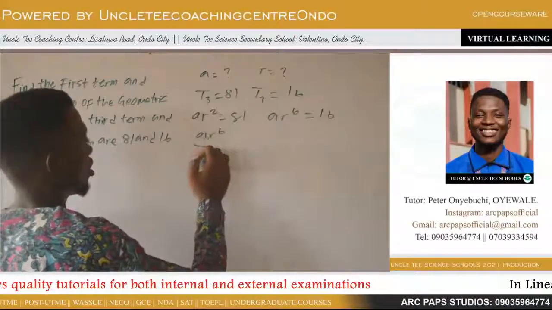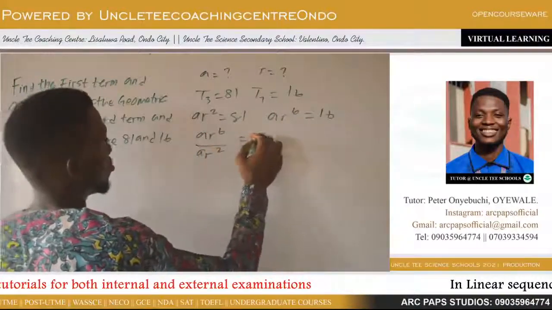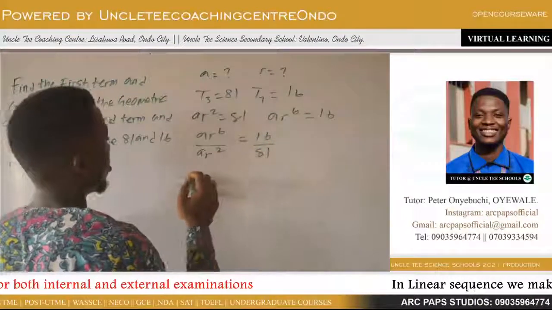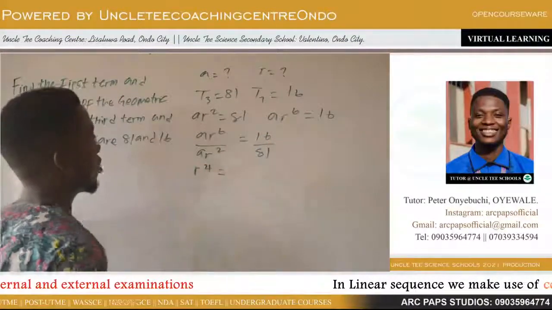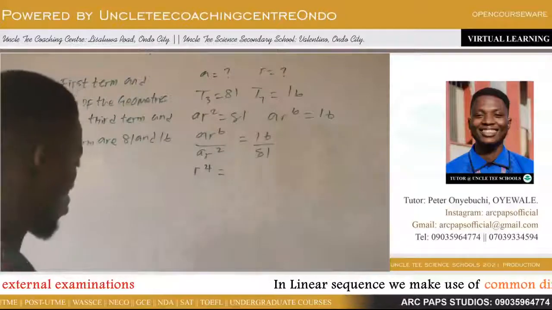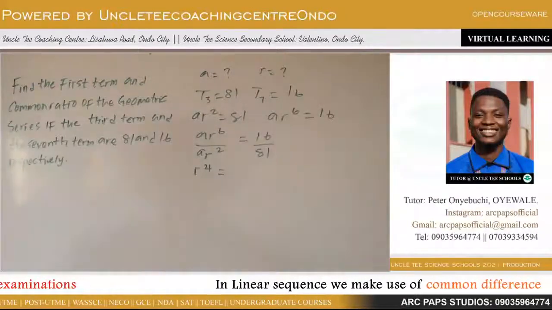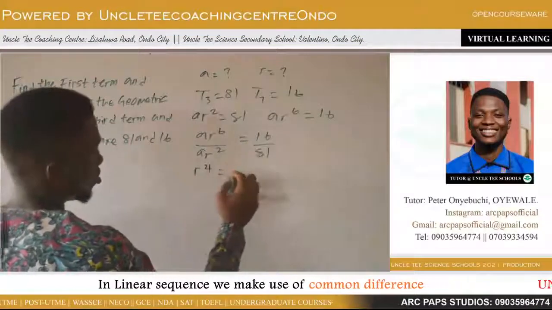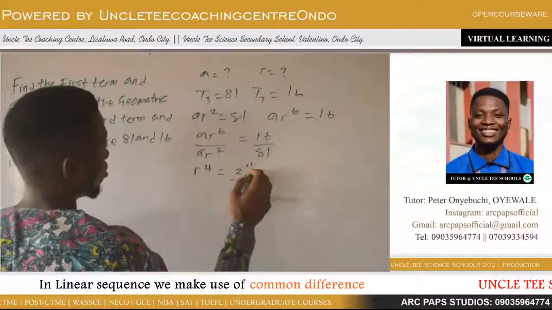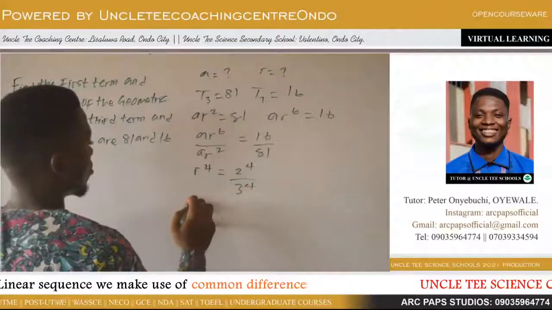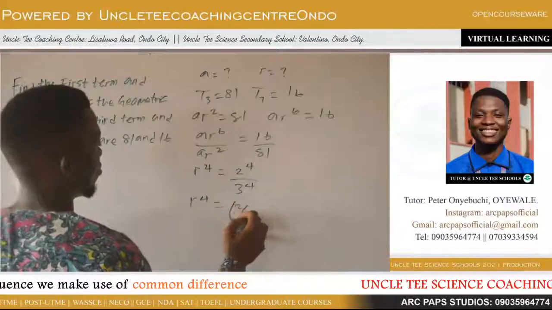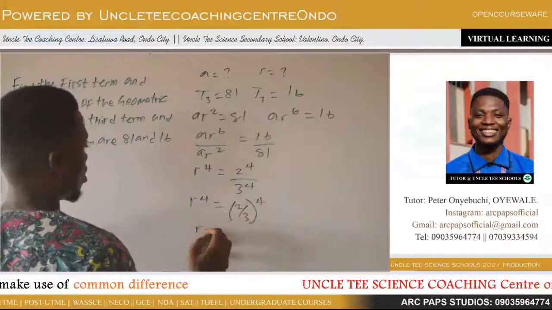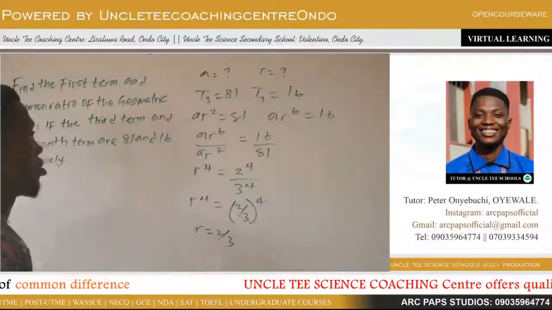Now if you say equation 2 divided by equation 1, A R to the power 6 over A R squared will give us 16 over 81. R to the power 6 over R squared, that is R raised to power 4. 16 and 81, that is 2 raised to power 4 over 3 raised to power 4. Now this is the same thing as 2 over 3 all raised to power 4, it means our R is 2 over 3.